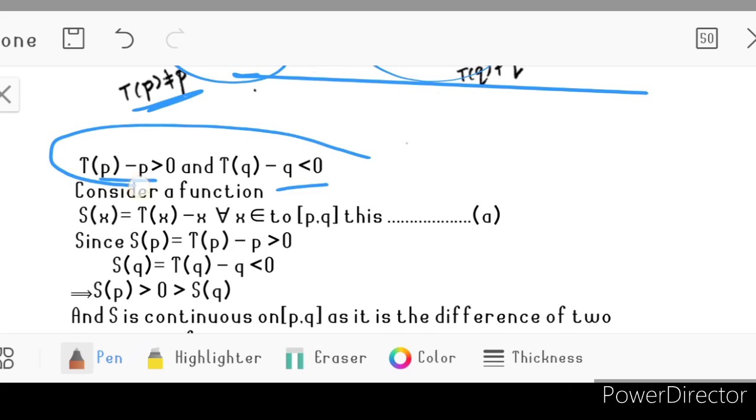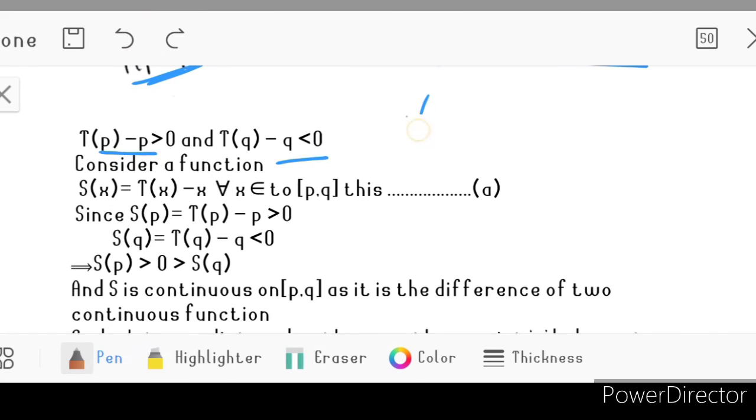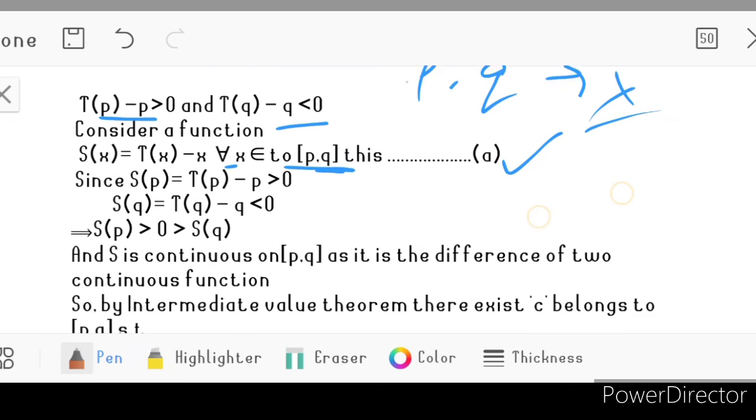Based on this, we have considered a function, replacing P and Q by a general point. We have replaced it with X. So the function is defined as S of X equals T of X minus X for all X belonging to this interval P to Q. We have named it equation number A, or you can say equation number 1.